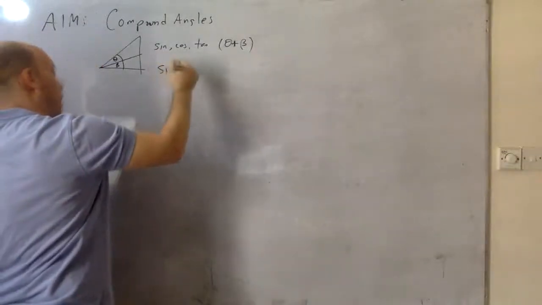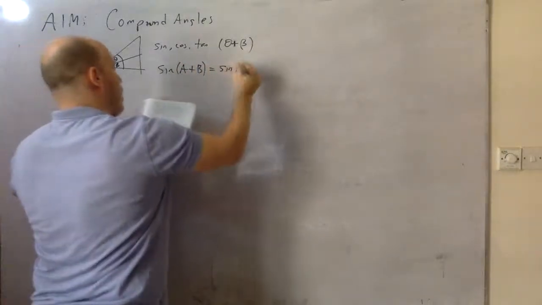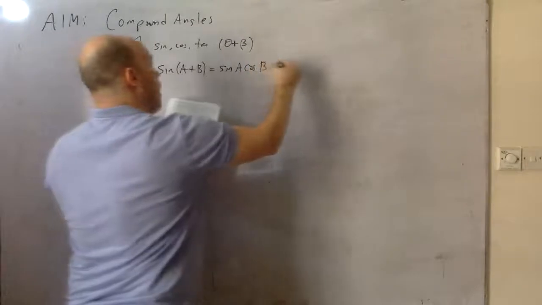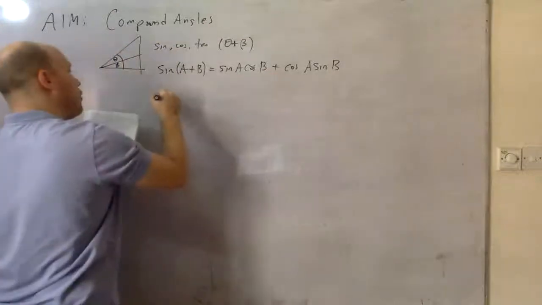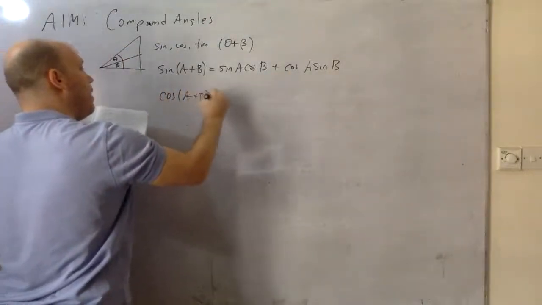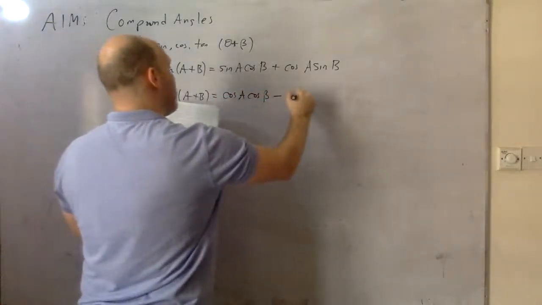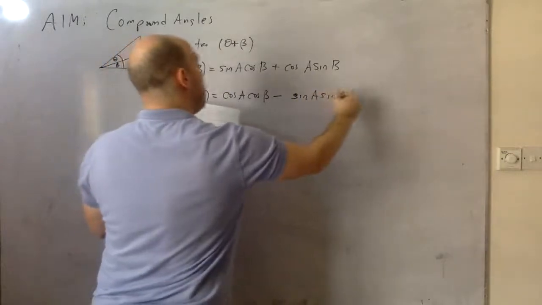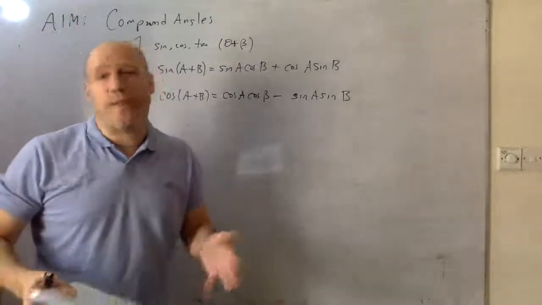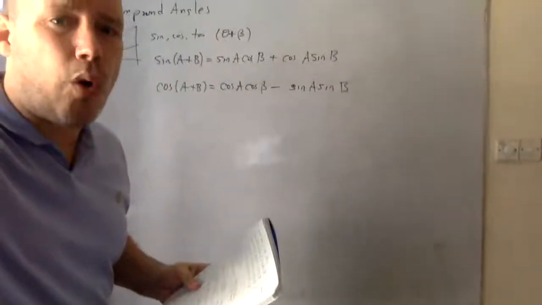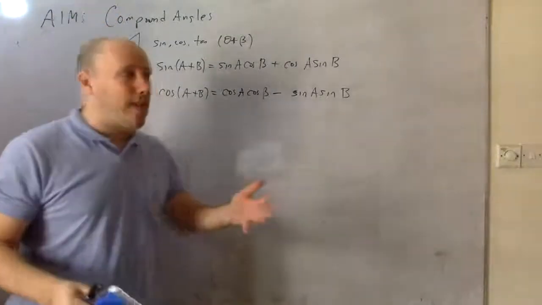So the sine of, let's call it A and B, is equal to the sine of A cosine of B plus the cosine of A sine of B. And the cosine of A plus B is equal to the cosine of A cosine of B minus the sine of A sine of B. Look this up and look for the proofs of this. We're not going through this. This is starting to get a little old school, but it is part of the curriculum. It might be on the IB exam.